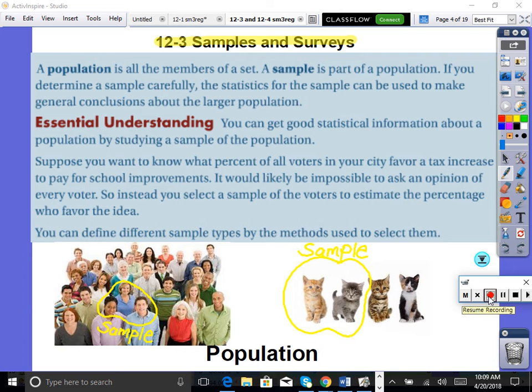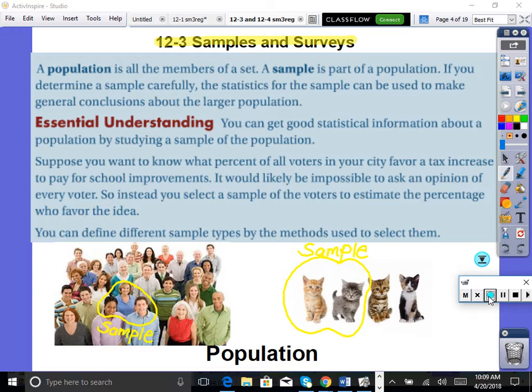Okay, so now we're going to talk about 12-3, samples and surveys. So we're talking about analyzing data. Well, it would make sense that we have to be able to figure out in statistics what are we analyzing data of? So that brings us to today. It's all definitions. There's no math involved. But you have to know the definitions for the test. So you've got them on your paper here.